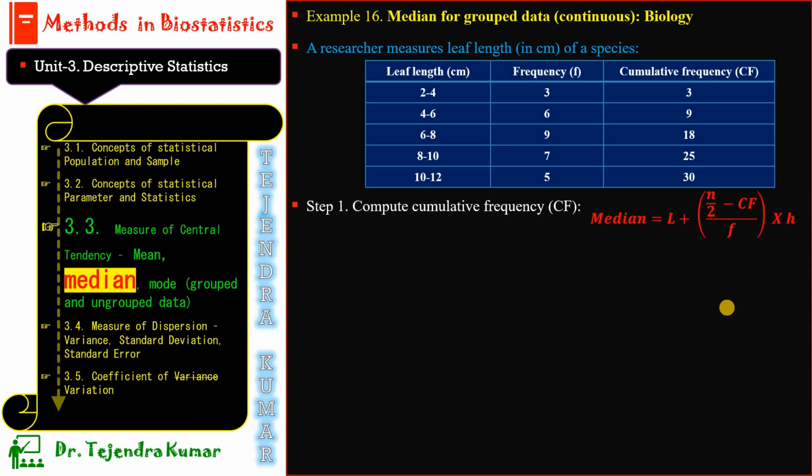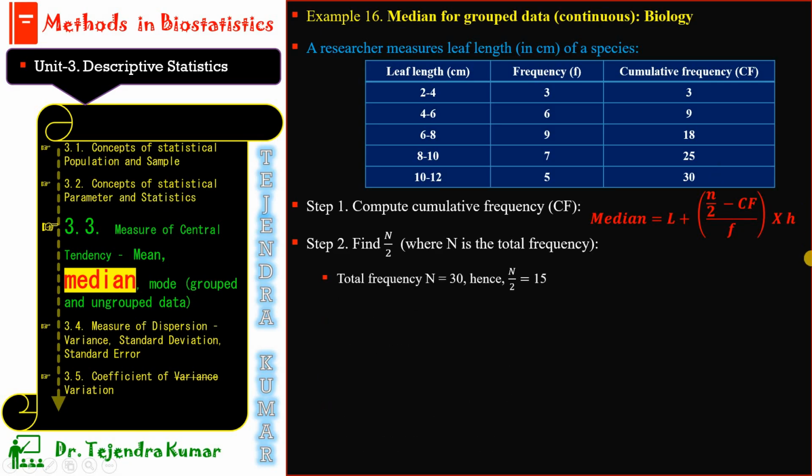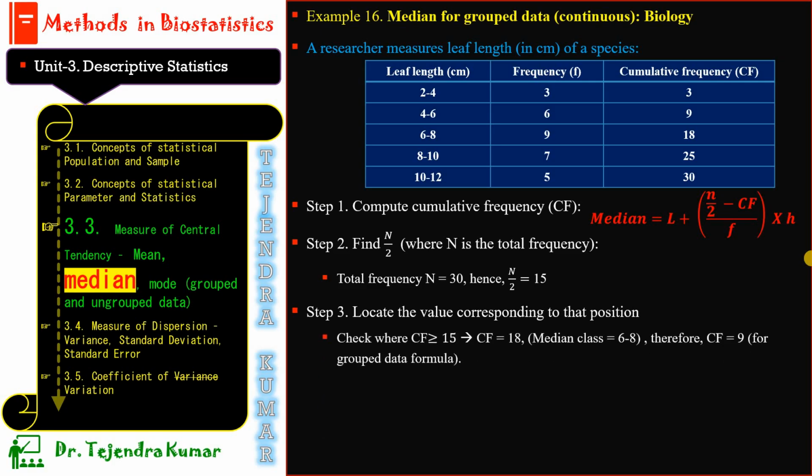Here the median will be calculated by this formula: L plus the bracket of n by 2 minus CF, divided by f, and then multiplied by h. In the next step we will find n by 2, where n is the total frequency. We can see here n is 30, so n by 2 is 30 divided by 2, which is 15. Now locate the value corresponding to the position. Here you have to be attentive because this is unique.